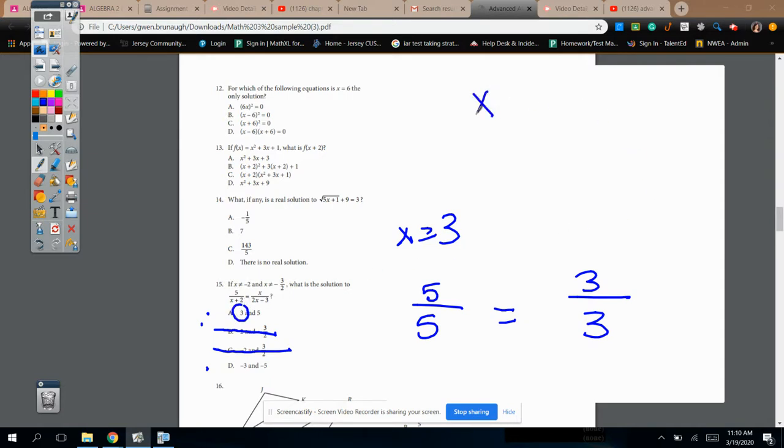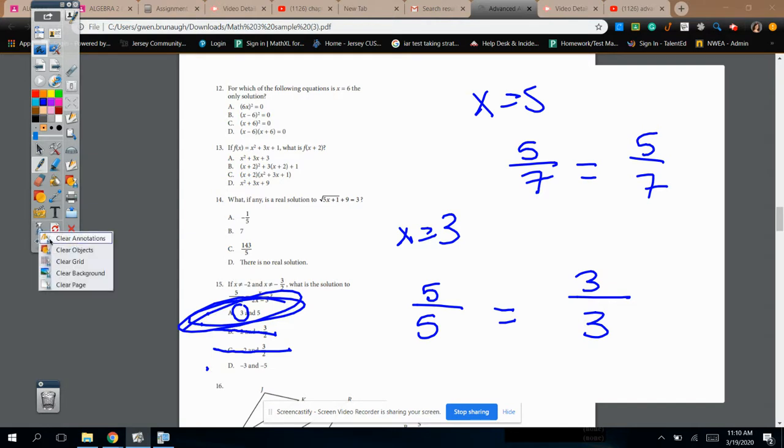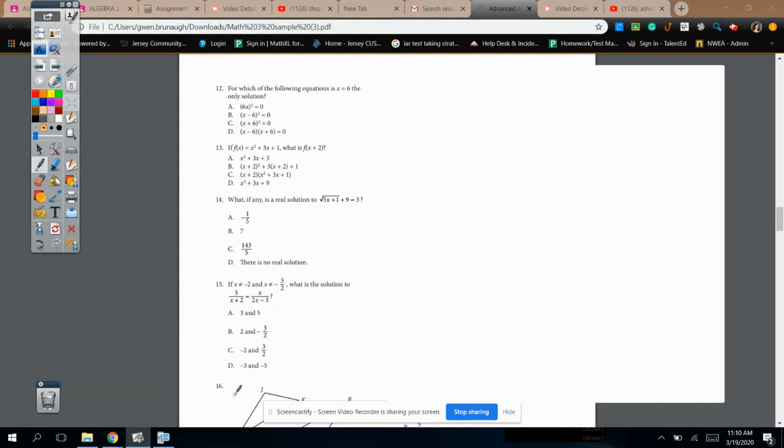Try 5. 5 over 7. Does that equal 5 over 10 minus 3 is 7? That is true. A works. If you want to try D to make sure it doesn't work, you can, but it's not really necessary.